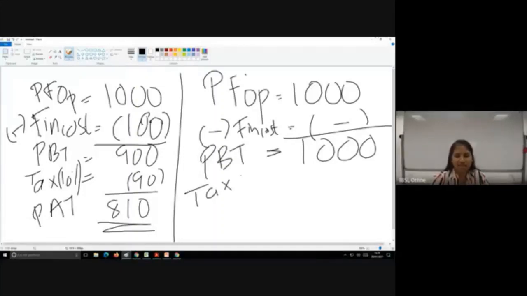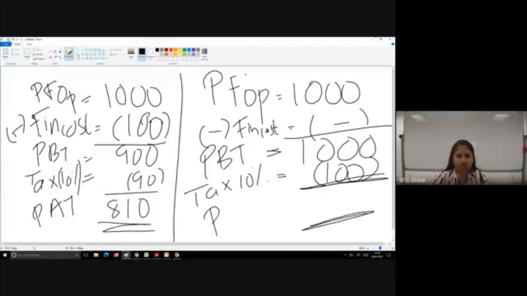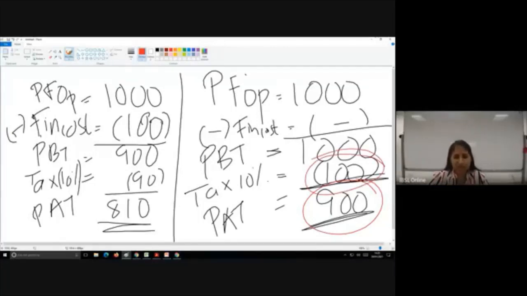Your tax is at 10%. What is your tax amount? 100. Your profit after tax, you are going to end up at 900. Yes, this entity has a higher profit. But the first company is able to reduce their taxes because they have finance cost. Because they have finance cost, rather than the other company, they can pay a lesser tax.